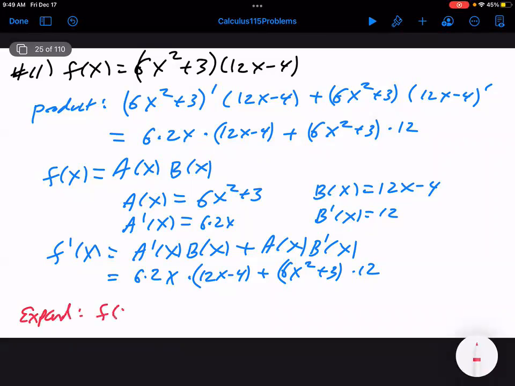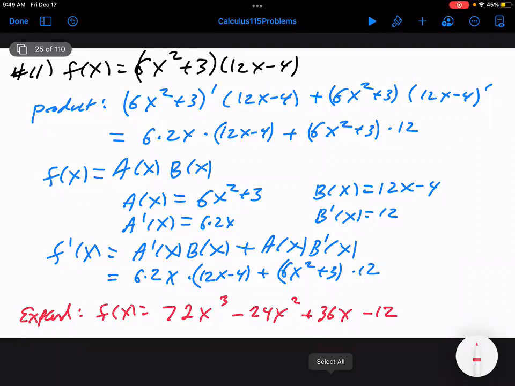and say f of x, if I expand, is going to be 72x cubed. And then I'm going to have a minus 24x squared. I'll have a plus 36x, and then a minus 12. And notice that this is going to be much easier to find the derivative. I don't have to use the product rule. And then in terms of simplifying, I'm not going to have to bother doing any simplifications later.